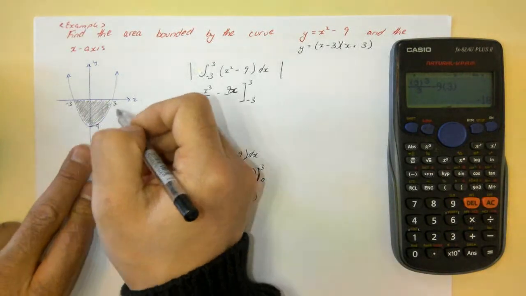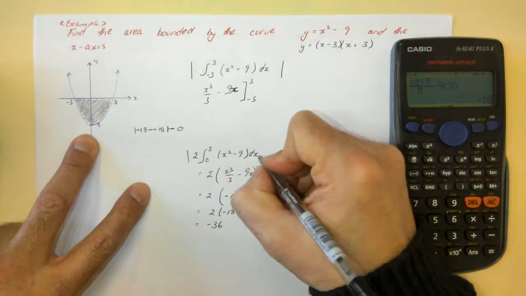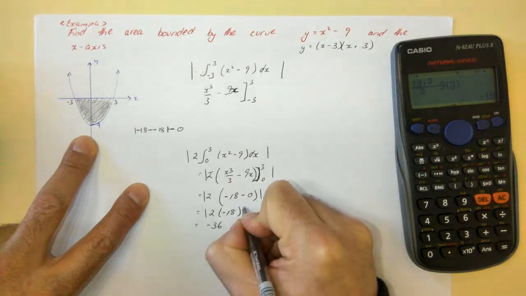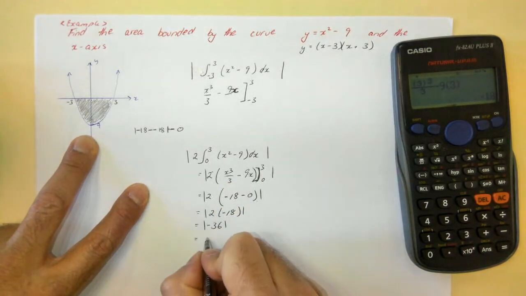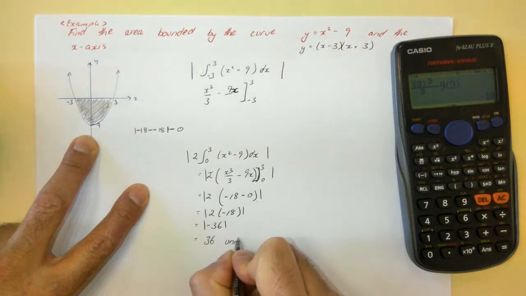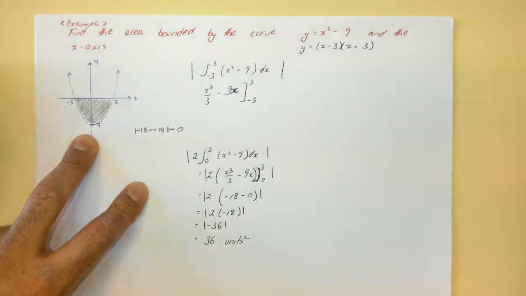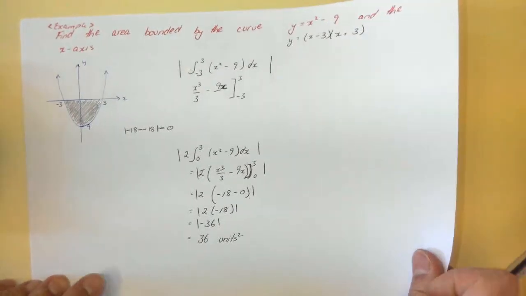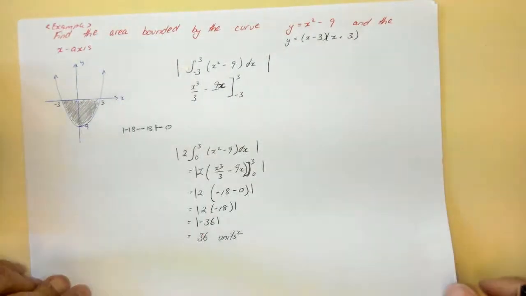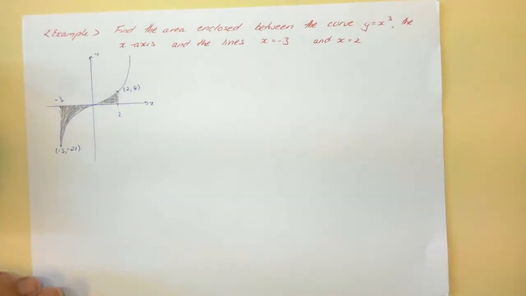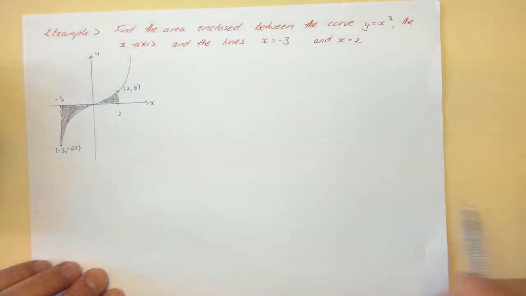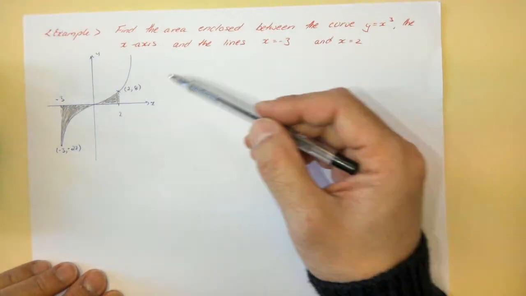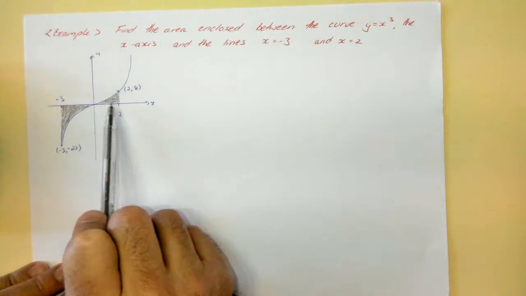But remember that we have got area underneath the curve, so we really want to take the absolute of all this to give us an area of 36 squared units. Okay, so it is important to draw your graph to keep that reminder of what area we're trying to calculate. Okay. So we want to find the area enclosed between the curve y equals x cubed, the x-axis, and the lines x equals -3 and x equals 2.